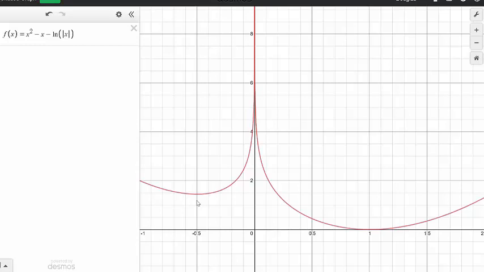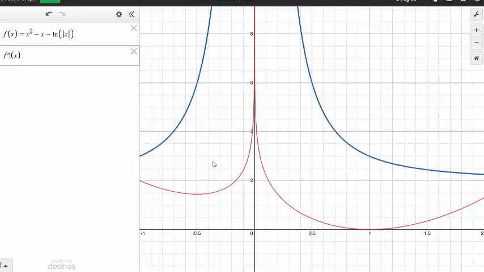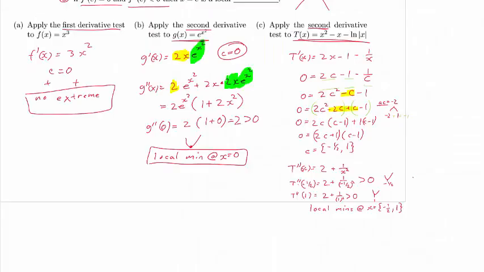Now the next guy we note that indeed we do have local mins at negative 0.5, and at positive 1. And you can see from the derivative here, we found zeros here and here, and then when we took the second derivative, we see that in both cases we got a positive value. And so that was our second derivative test.